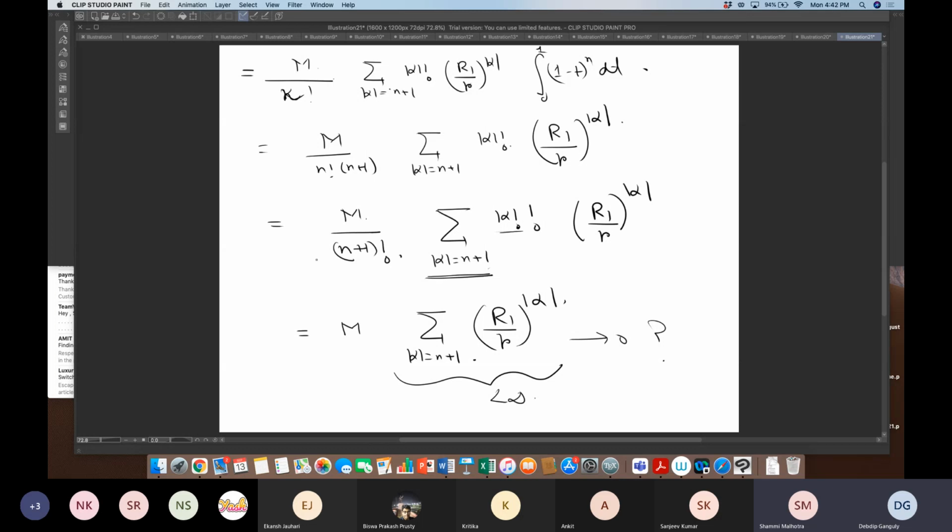Like sir, alpha will not get cancelled. Mod alpha factorial is there. Here I am taking the summation on mod alpha equal to n plus 1, right? Yes, sir, but that's changing. So we cannot take it outside and cancel it from n plus 1 factorial. No. Mod alpha is n plus 1. So I can write mod alpha here as n plus 1 factorial. Yes or no? Oh, yes. Right. So this gets cancelled.